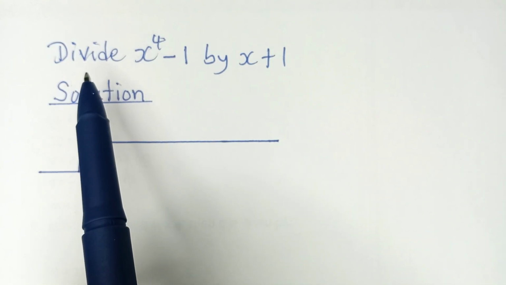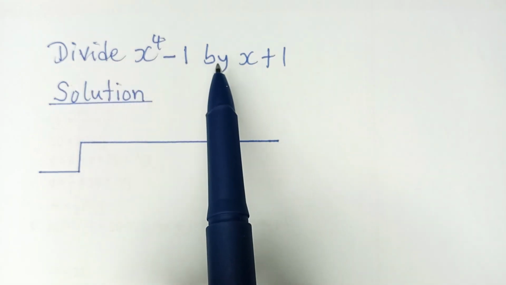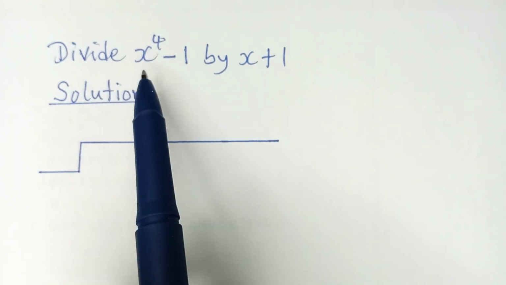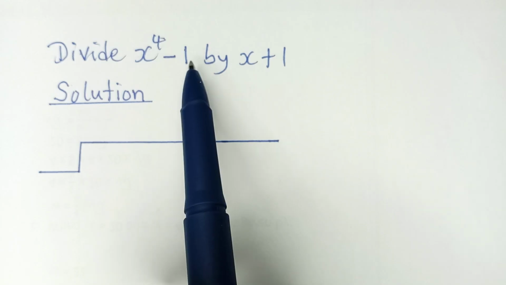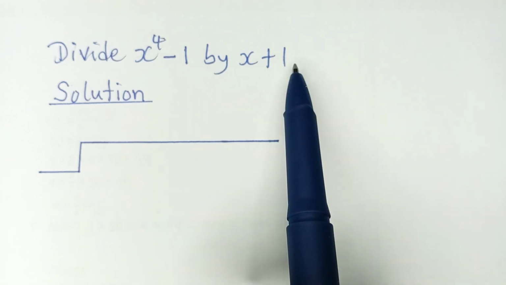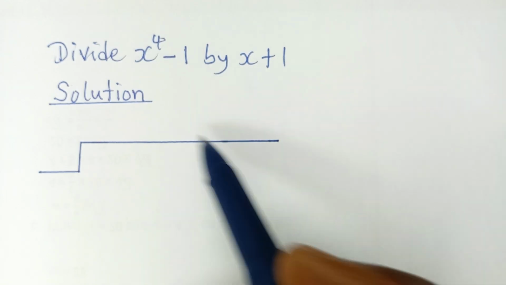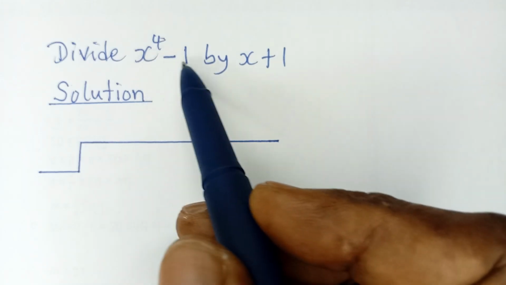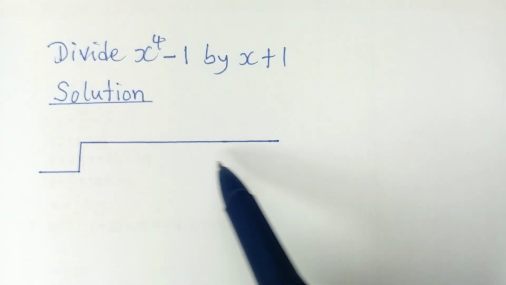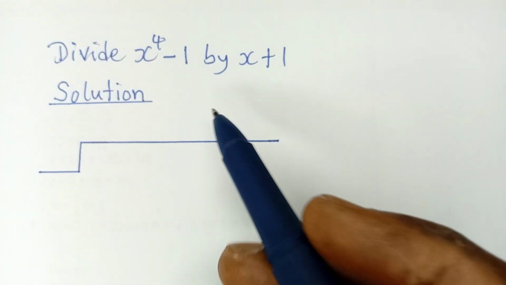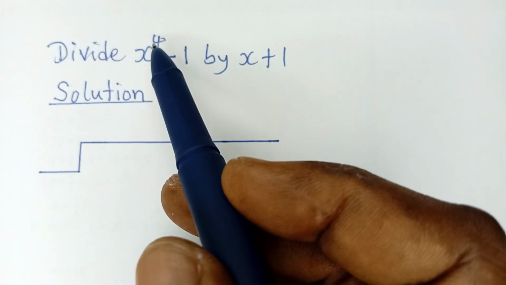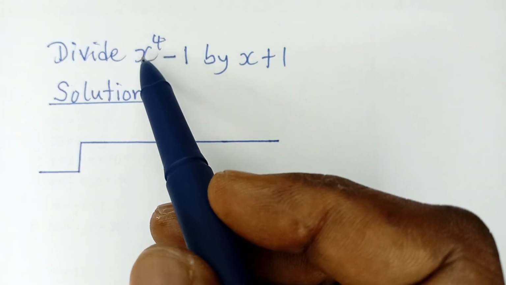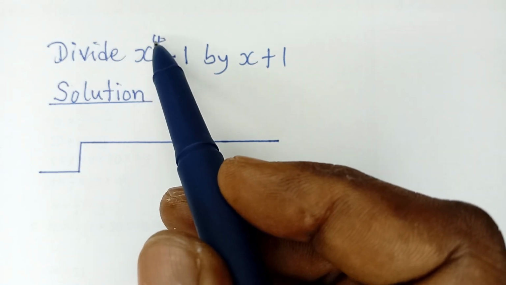The question I have here has to do with division of polynomials. It says divide x raised to power 4 minus 1 by x plus 1. Now for us to do that, we need to put this part inside this division box. It is very, very important that we can see that the highest power of x here is 4.